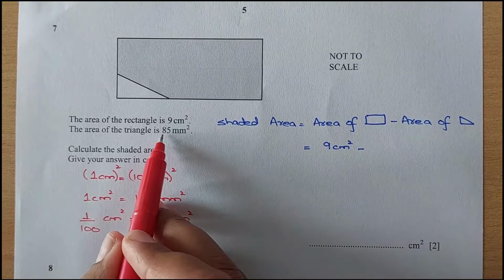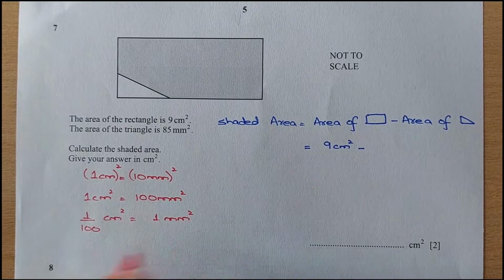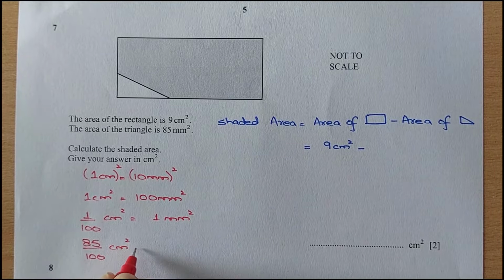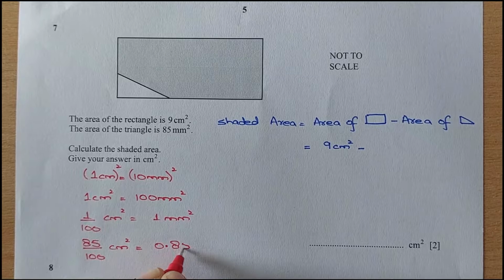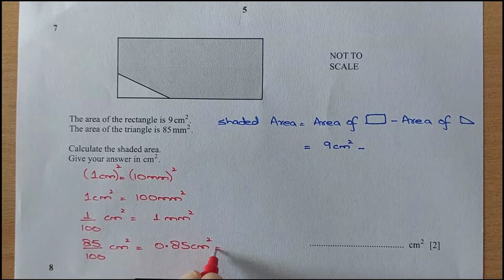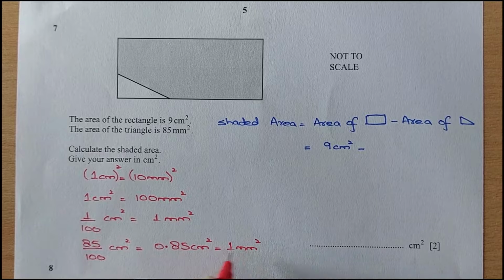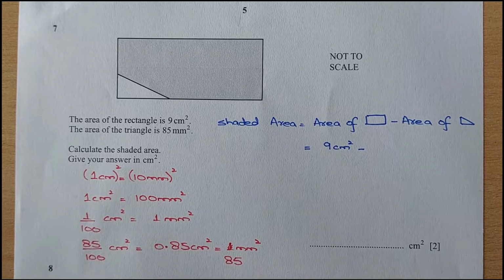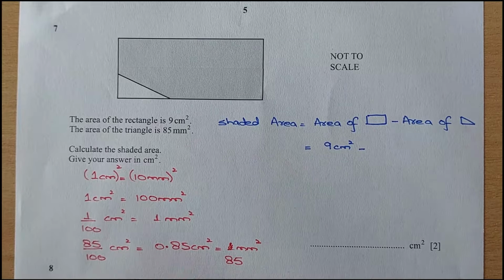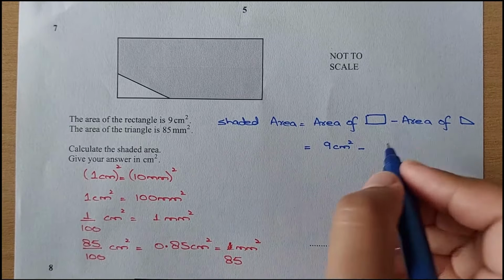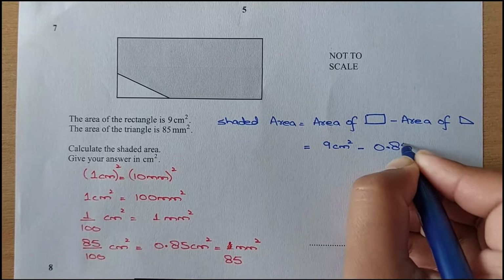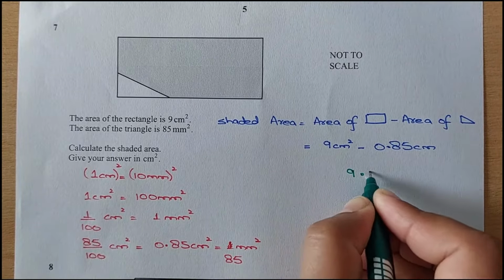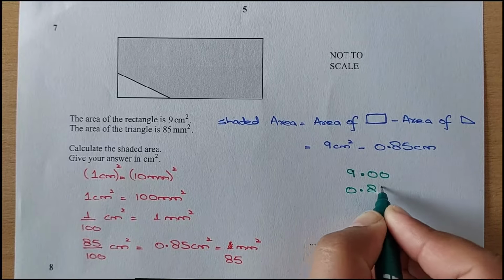Now we need to do 85 millimeters squared. We need to multiply both sides by 85. So 85 millimeters squared is basically 85 over 100 centimeters squared, which equals 0.85 centimeters squared. So let's put the value here and subtract it. So we have 9 minus 0.85.